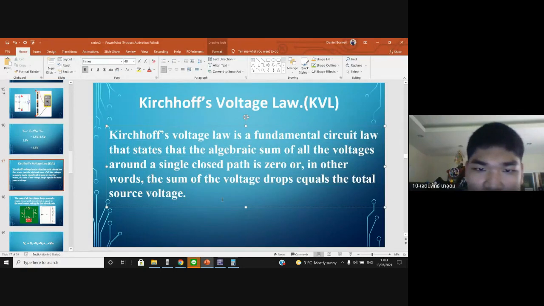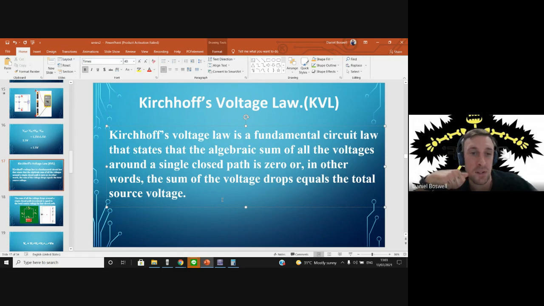Kirchhoff's voltage law is a fundamental circuit law that states the algebraic sum of all the voltages around a single closed path is 0, or in other words, the sum of the voltage drops equals the total source voltage. Good job. Nice one. So it's basically saying between each resistor, you'll have a voltage, and that'll all add up to give you your VS, voltage supply.